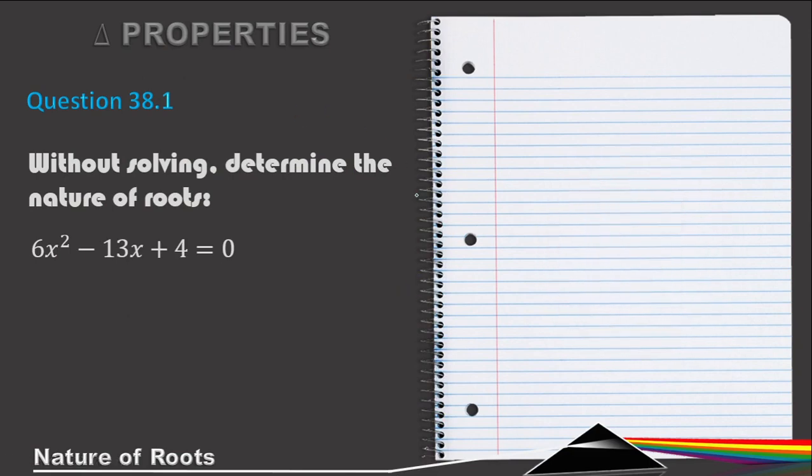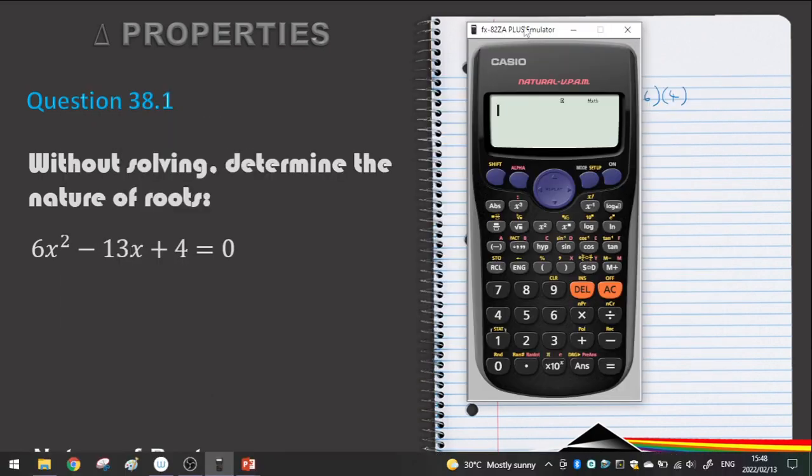Okay, so question 38.1, without solving, determine the nature of roots. All right, already in standard form, so I can just simply start and say discriminant is b squared minus 4ac and substitute my values. So b is -13 squared minus 4, a is 6, and c is 4. Now this one we are going to type into the calculator.